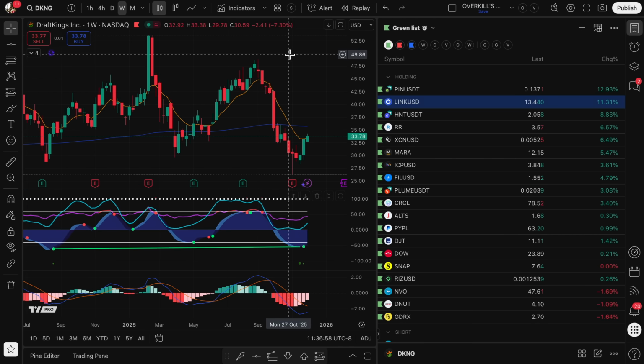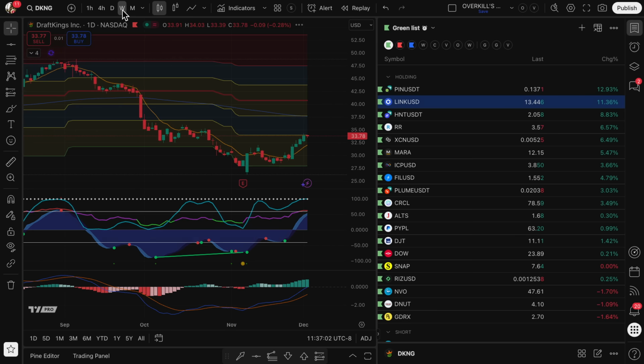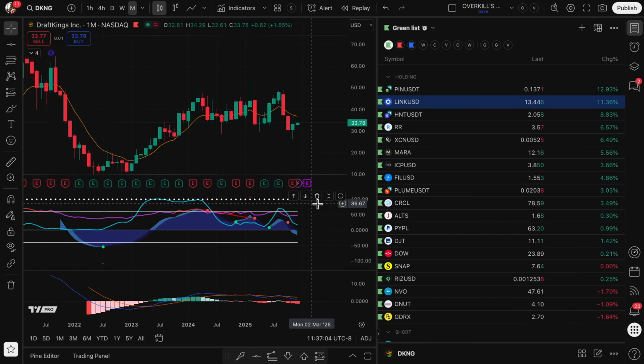But that one is bullish. And again, our target is going to be up here between 50 and 52. Okay, doesn't have the monthly yet, but really trying to bottom there at 30.